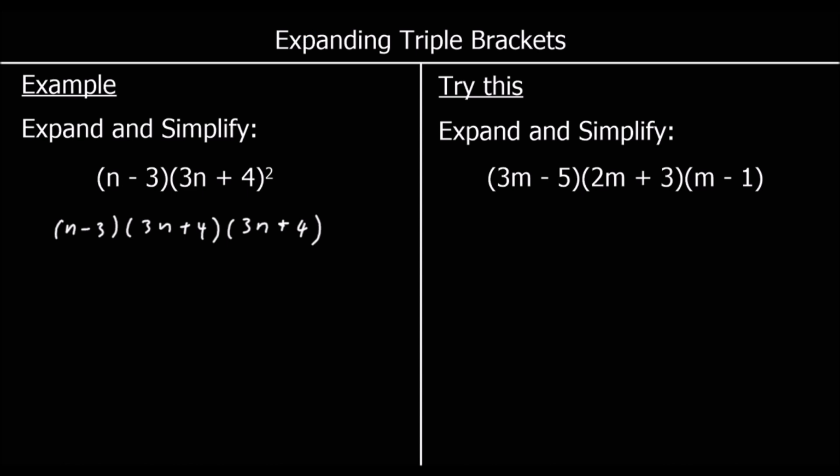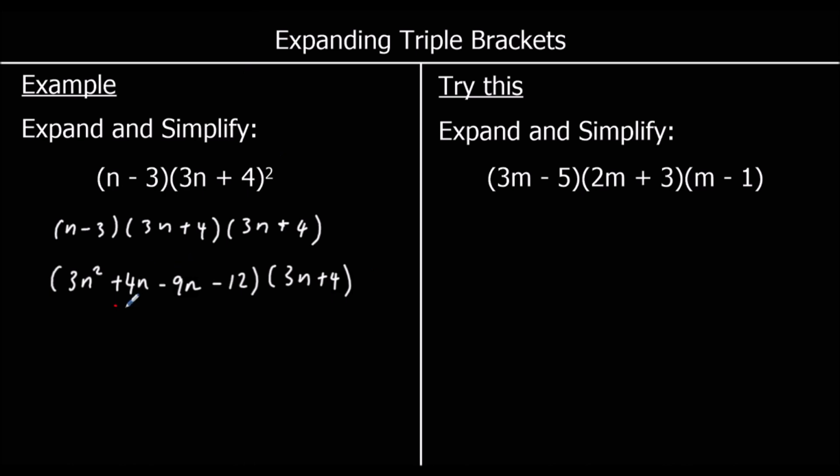So we're going to expand the first two brackets to start with and ignore the last one. So we're going to expand and simplify just the first two. So we're going to have n times 3n, 3n squared, n times 4, 4n, negative times a positive is negative, 3 times 3n is 9n, and negative times a positive is a negative, 3 4s are 12. So that's going to be our first bracket now, and we've got 3n plus 4, which was our third bracket, it's now our second bracket.